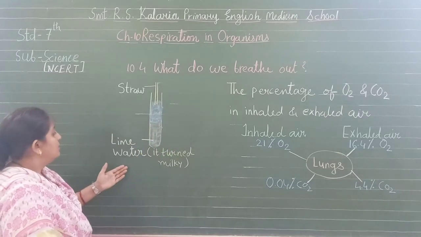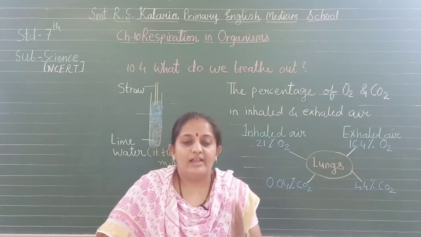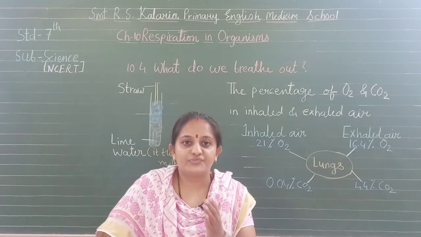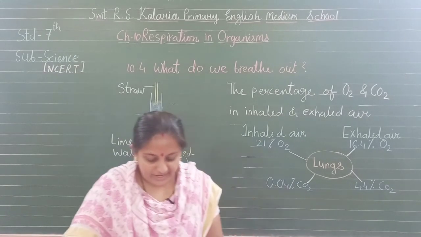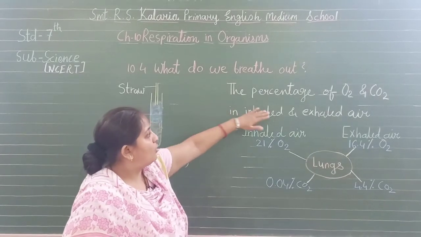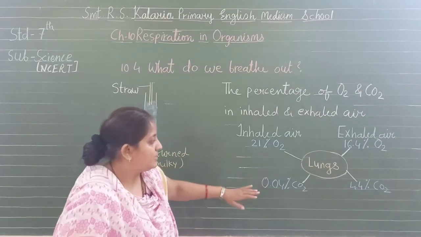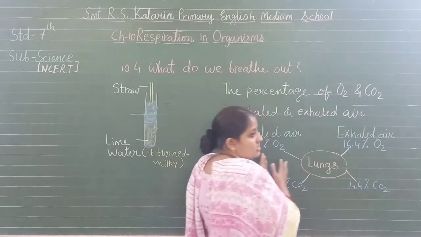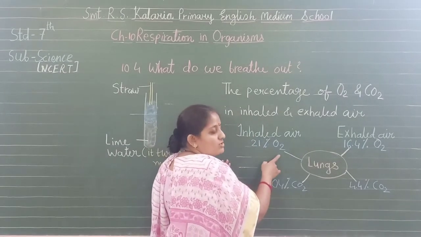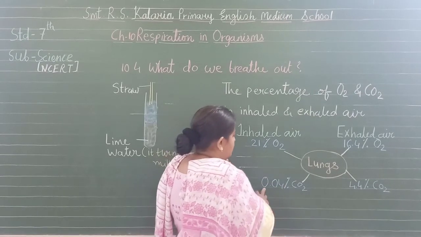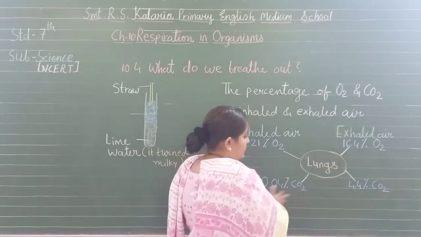Lime water turns milky because lime water shows the presence of carbon dioxide, and that is the reason the lime water turns milky. And here the percentages of O2 and CO2 in inhaled and exhaled air are different. So let's see, these are our lungs. Let's first see the inhaled air. The air we inhale has 21% oxygen, and it also has 0.04% carbon dioxide.